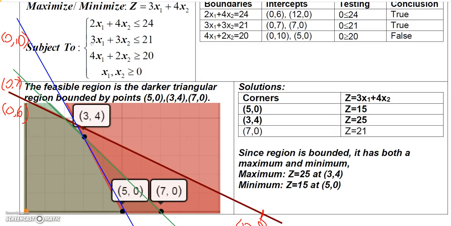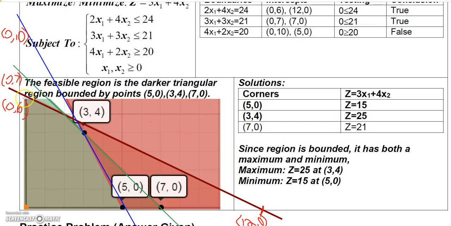Okay, so that first boundary went through (0, 6), which would be about right here, and it also went through (12, 0), which is way out here. When I drew that line, it gave me this brown or dark colored line, and when I test (0, 0) for that one, I got a true statement. So I have to shade this side of that line. I'm just going to draw one arrow. So I have to shade below that line.